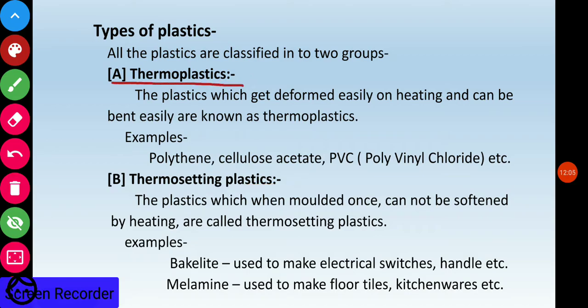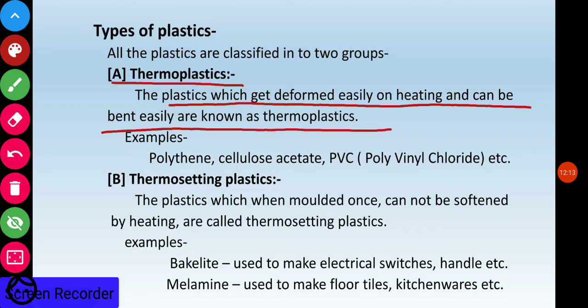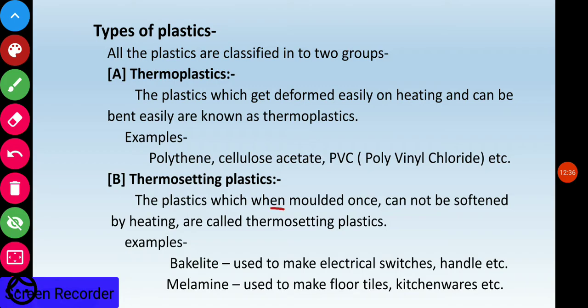Now what are thermoplastics? The plastics which get deformed easily on heating and can be bent easily are known as thermoplastics. Polythene, cellulose acetate or PVC, some of the plastics you come across in daily life, can be deformed easily on heating and they melt on heating, so they can be remolded easily. While some plastics which, when molded once, cannot be softened by heating are called thermosetting plastics.